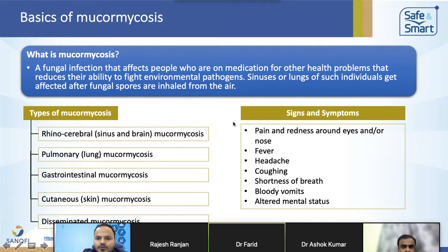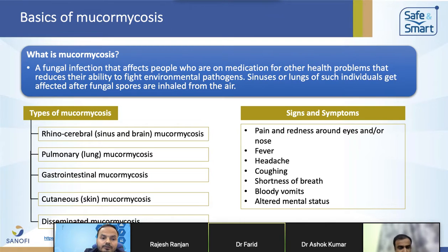So this mucormycosis we are talking about is mostly rhinocerebral, which was very common in cases of COVID-19. The common signs and symptoms were pain and redness around the eyes or nose. Fever was there, a high-grade fever, headache, coughing, shortness of breath, bloody vomits, altered mental status. These were some of the common presentations in patients coming up with mucormycosis.